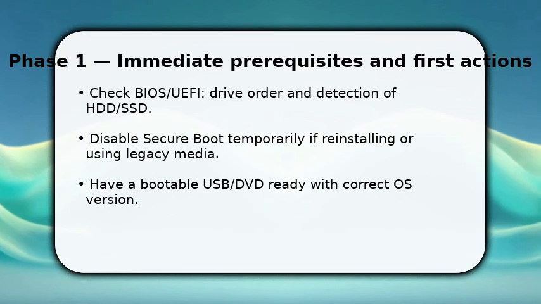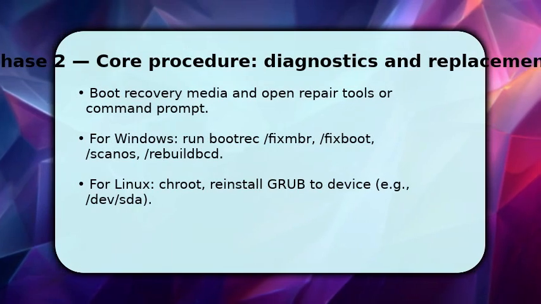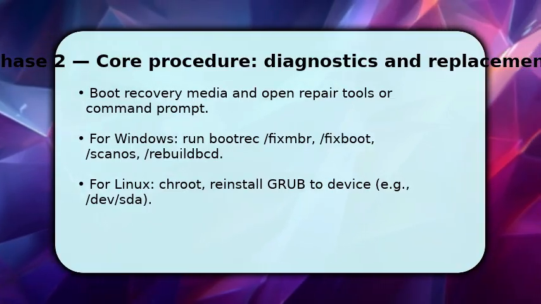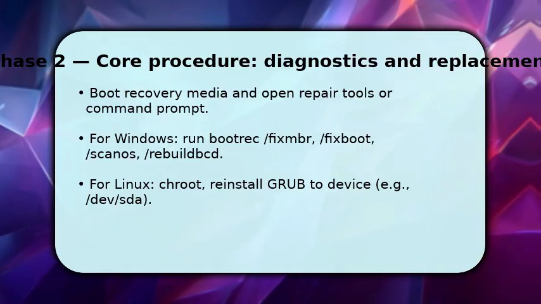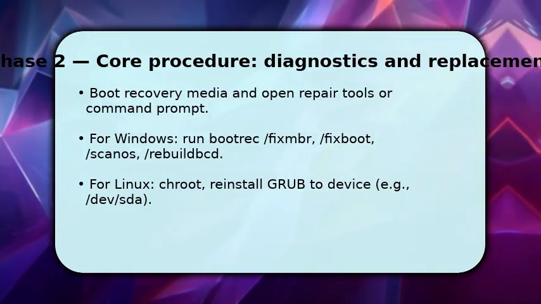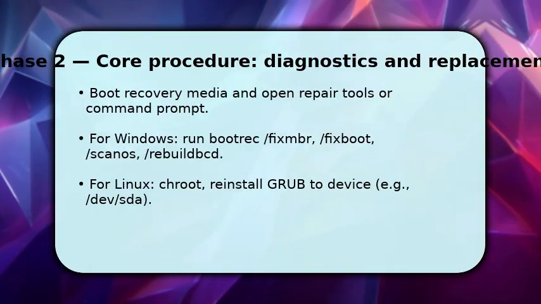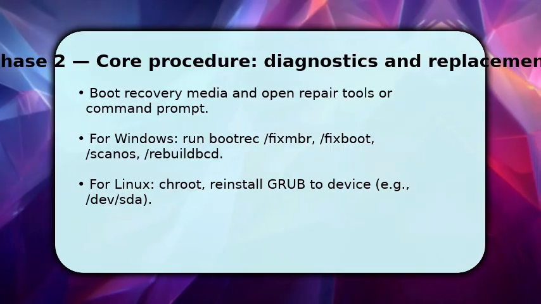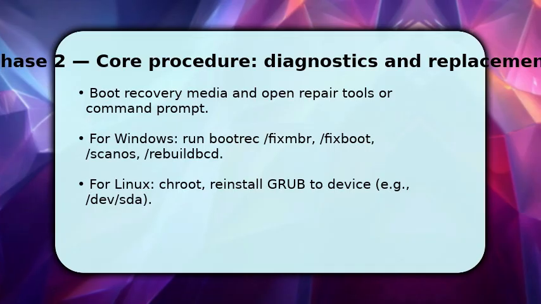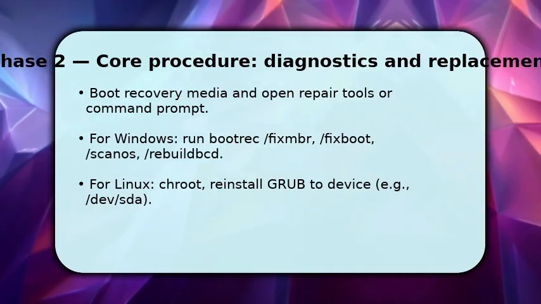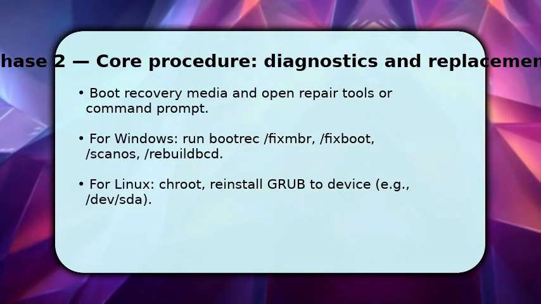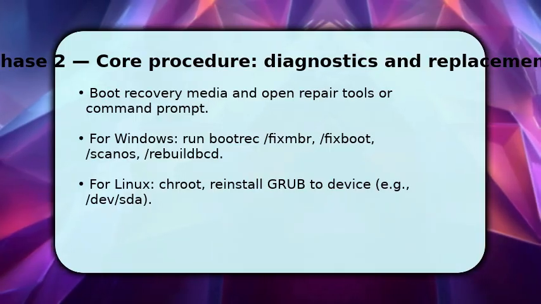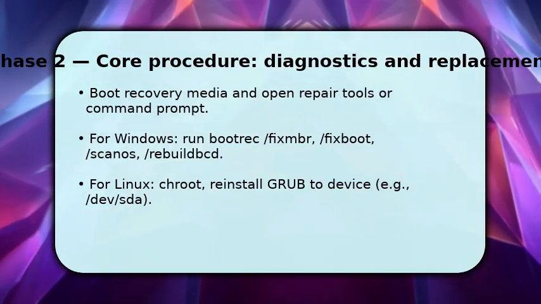Now you repair the bootloader. Boot from your prepared media and choose Repair or Open a terminal. For Windows, run bootrec commands. Start with /fixmbr and /fixboot, then /scanos and /rebuildbcd to restore the Windows boot configuration. For Linux, mount the root partition, chroot into it, and reinstall grub to the correct device like /dev/sda, then update grub so entries are regenerated. These steps rewrite the chain that points the firmware to your OS, which fixes most operating system not found errors.